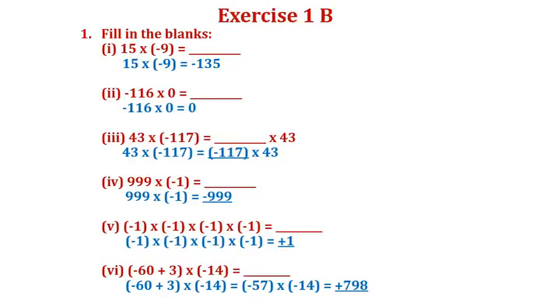Now, this is the first main question, which is fill in the blanks. You just have to multiply the given two integers. The first number is 15 into minus 9. First you have to multiply the signs, which is plus into minus is equal to minus, and then multiply the numbers. 15 9s are 135.